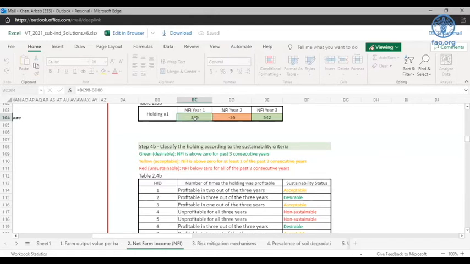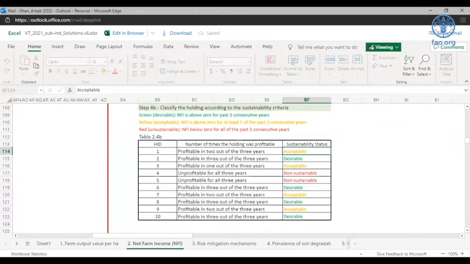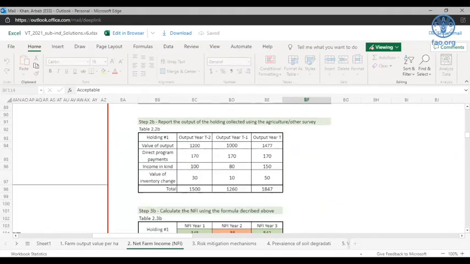And based on whether the profitability was greater than zero or less than zero, we then start assigning the holding the green, yellow, and red statuses. So as you can see here, holding number one, which is exemplified here, was profitable only in one out of the 3 years, and hence it was classified as yellow. And so on, we will repeat the same exercise for the rest of the agricultural holdings.